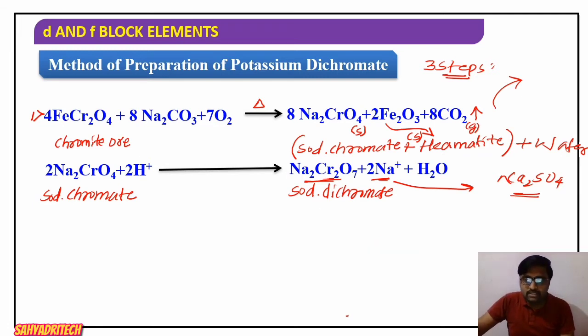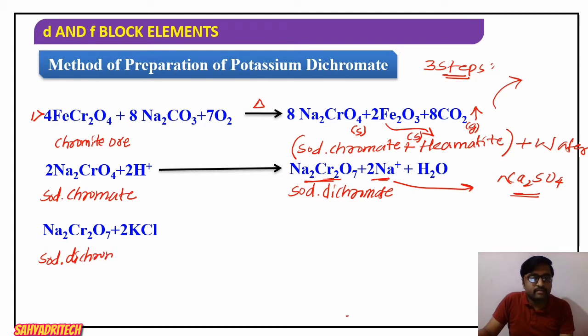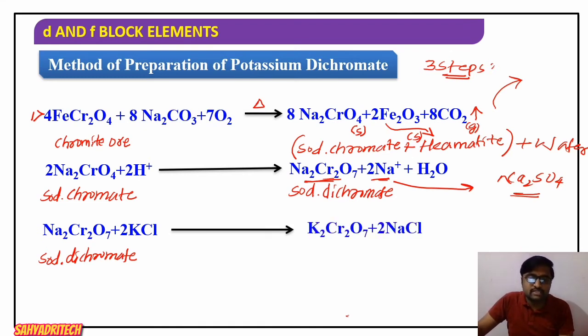Now coming to the third step of the preparation. Sodium dichromate, Na2Cr2O7, is treated with the calculated amount of what? Potassium chloride. It results in the formation of K2Cr2O7, orange colored crystals. Potassium dichromate is formed.